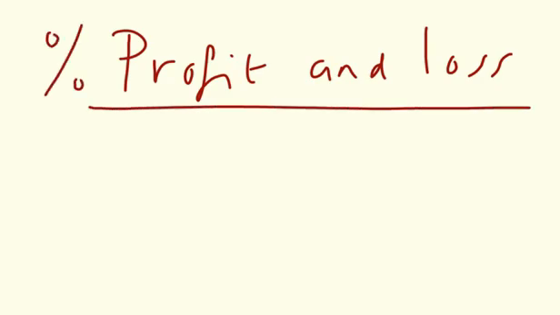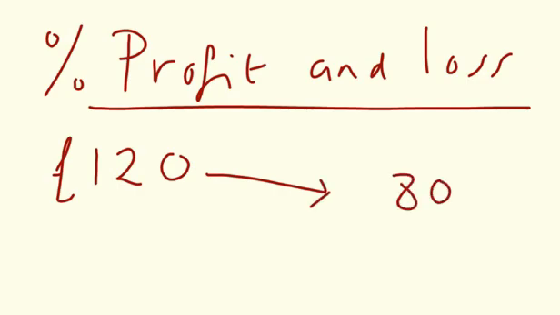For example, John bought a bike for £120. It went down in value to £80. What is the percentage loss? That's what it's asking for, the percentage loss. Naturally it's a loss, it's not a profit, it's gone down. So what is the percentage loss?